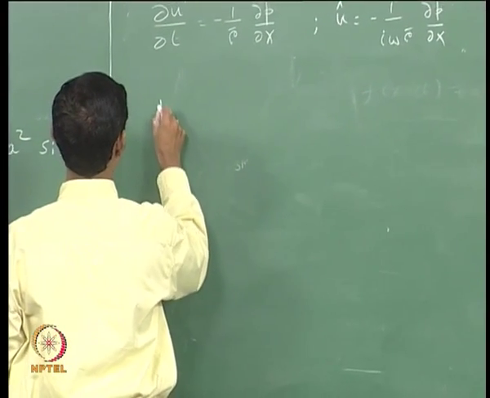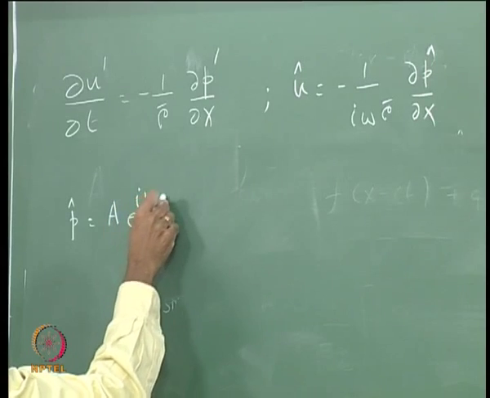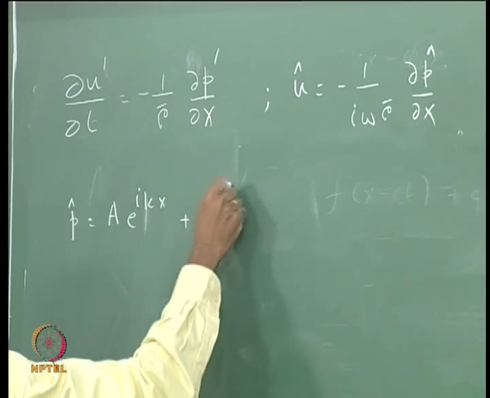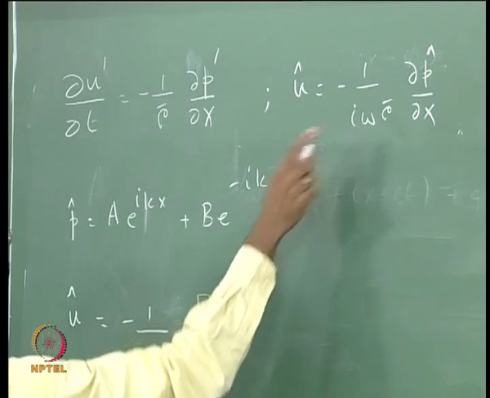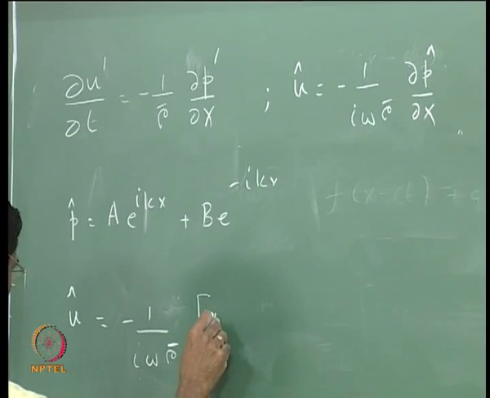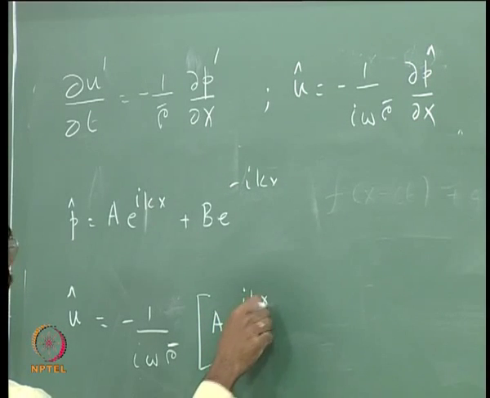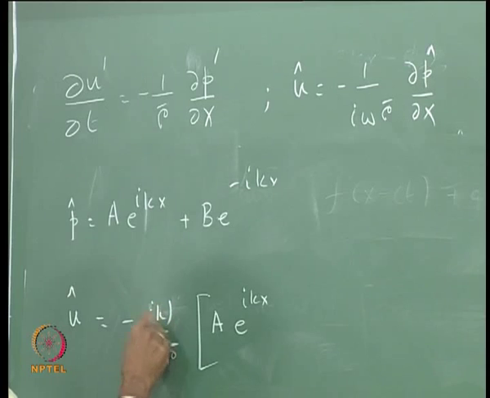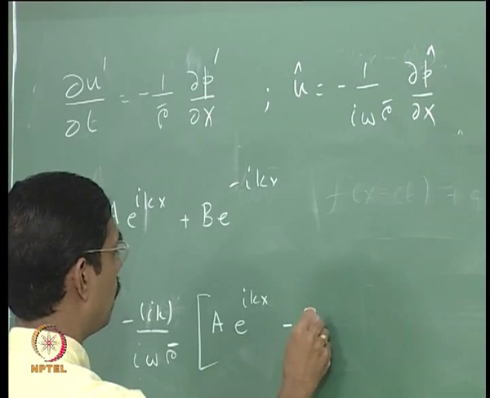So we know that p hat was a e power i k x plus b e power minus i k x. So u hat equal to minus 1 over i omega rho bar into dou p by dou x would be a e power i k x, I take i k out. If I differentiate e power i k x I get i k, if I differentiate e power minus i k x I get minus i k.